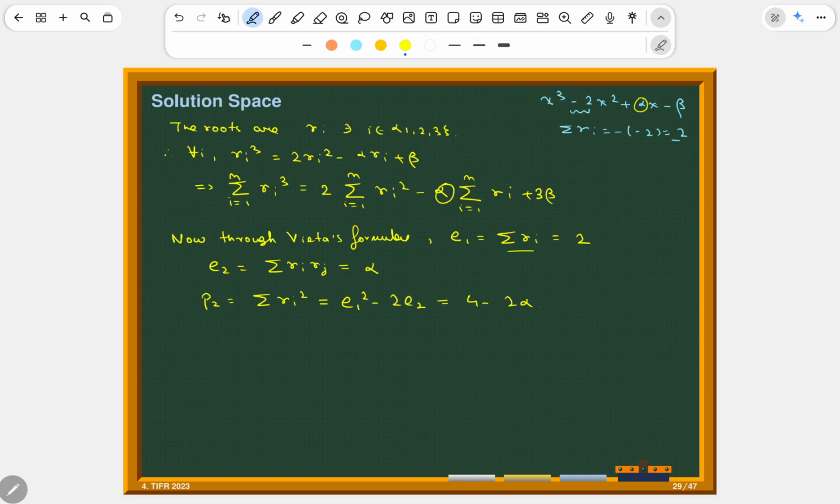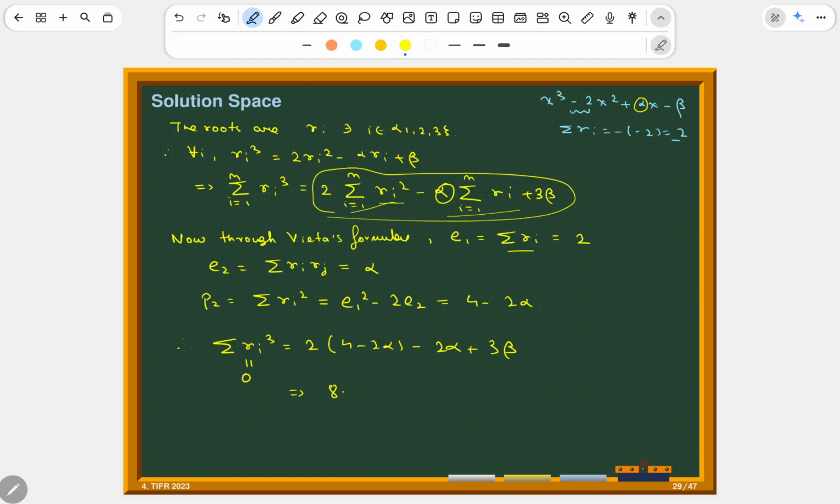So I think we have all that we required for this formula. We have the values of the summation of Ri cubed, Ri squared, and the summation of all the Ri's. Therefore, summation Ri cubed should come out to be 2 times 4 minus 2 alpha minus, and what does this give me? The sum over all the roots actually gives me 2, so minus 2 times alpha plus 3 times beta. And by the hypothesis, this is 0. So therefore, what we have is 8 minus 4 alpha minus 2 alpha plus 3 beta has to be 0.